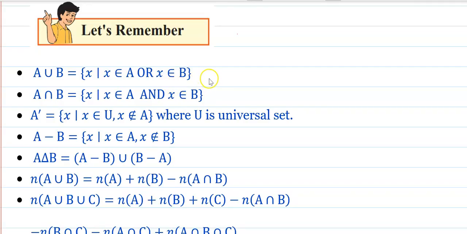Hello friends, now we'll start the miscellaneous exercise for chapter number 5. But before we start the miscellaneous exercise, let's remember some important formulas.